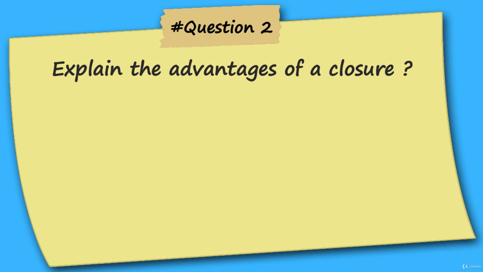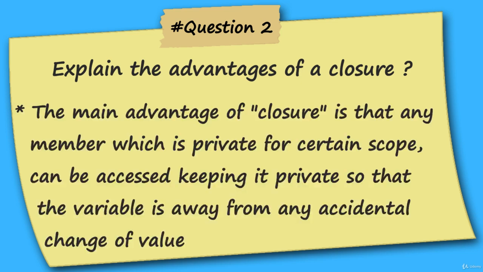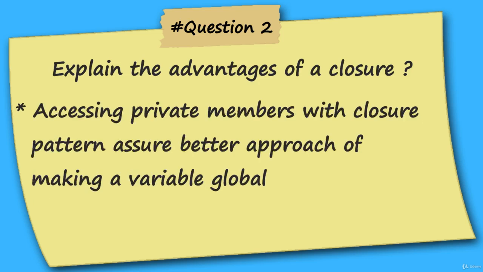The second question is, explain the advantages of a closure. Now this is a very important question. You should have a clear idea about what a closure is, how we could achieve few things, how we could achieve accessing of a global variable, that you can explain. That is the main advantage of closure, that any member which is private for a certain scope can be accessed, keeping it private so that the variable is away from any accidental change of value. Accessing private members with a closure pattern assures a better approach of making a variable global.